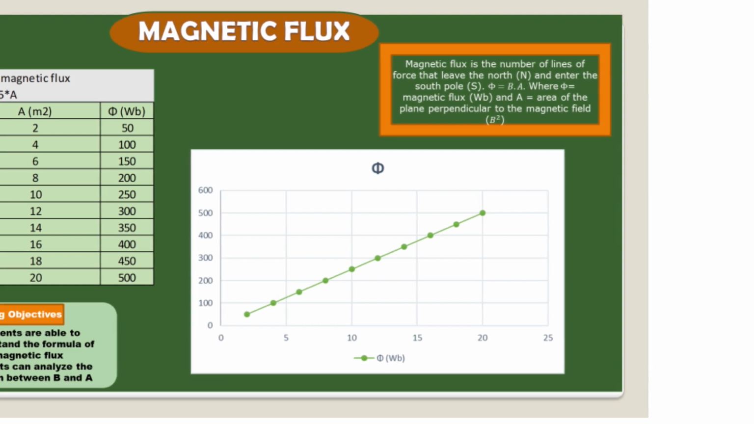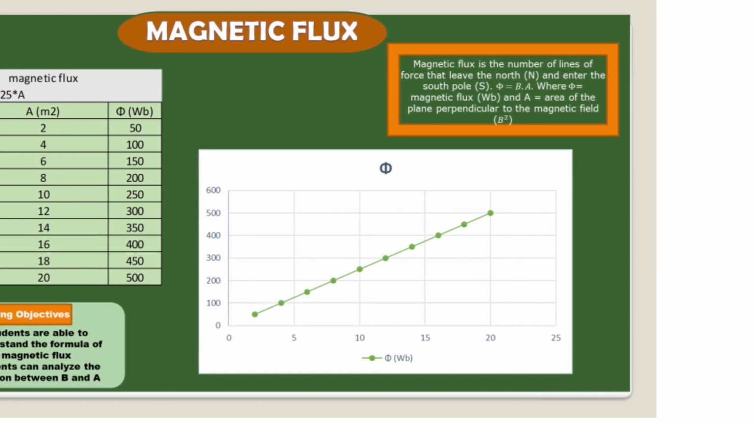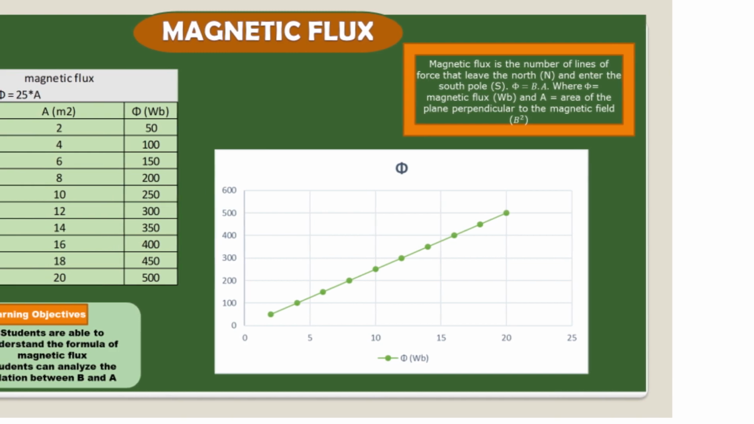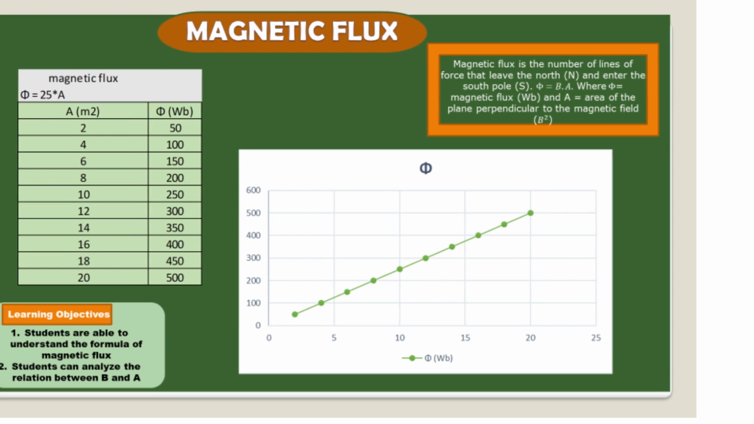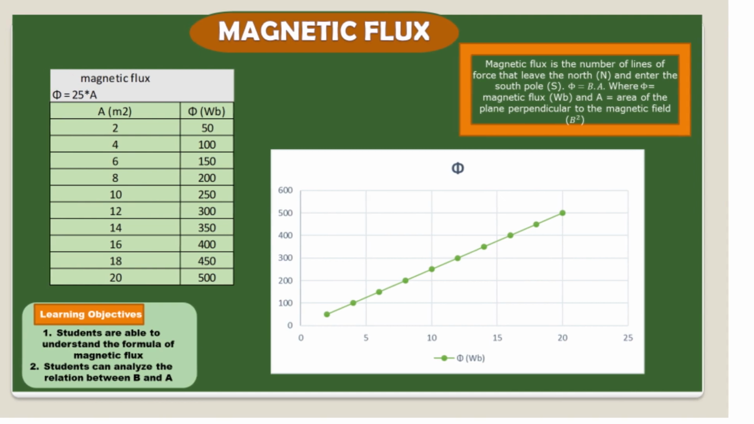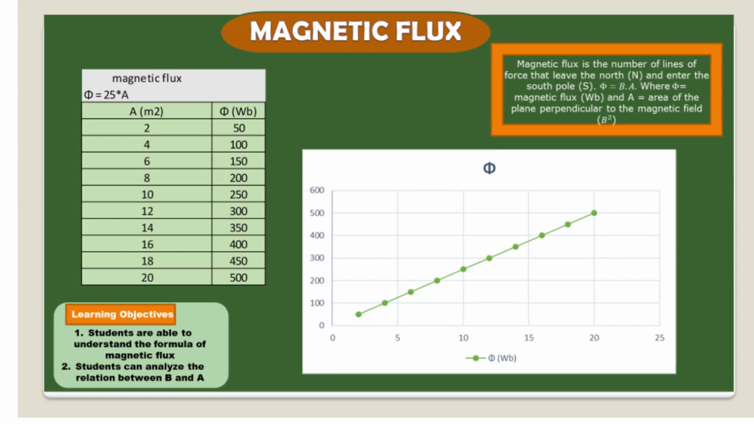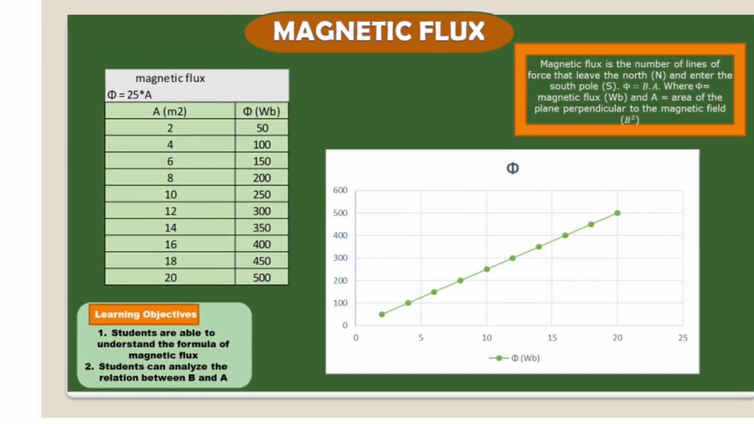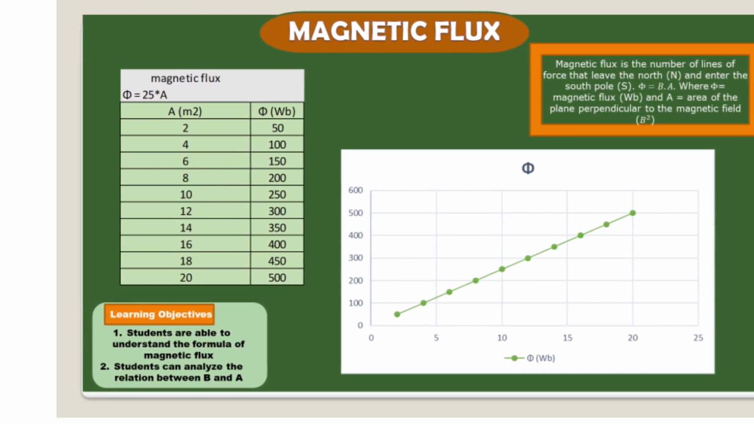And now we discuss magnetic flux. The learning objectives are: first, students are able to understand the formula of magnetic flux, and second, students can analyze the relation between B and A. Magnetic flux is the number of lines of force that leave the north pole, or N, and enter the south pole, or S. Flux equals B times A, where flux is magnetic flux with the unit of Weber, and A is the area of the plane perpendicular to the magnetic field, in square meters.